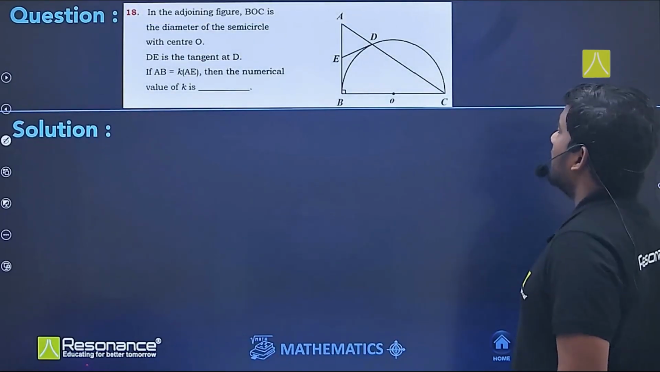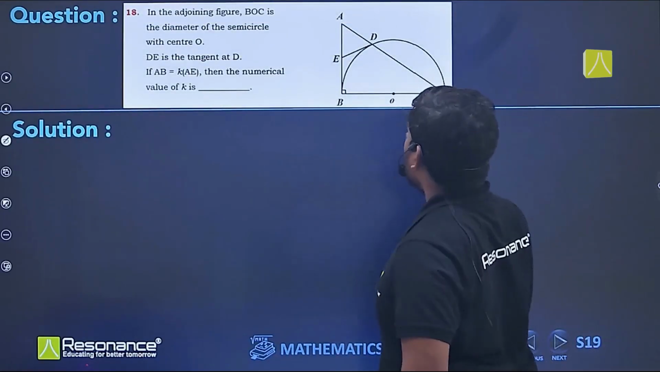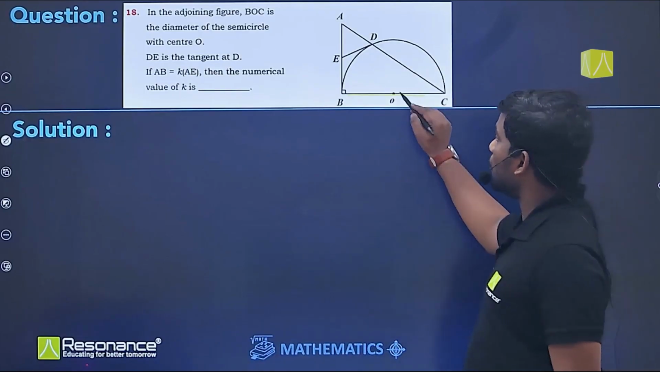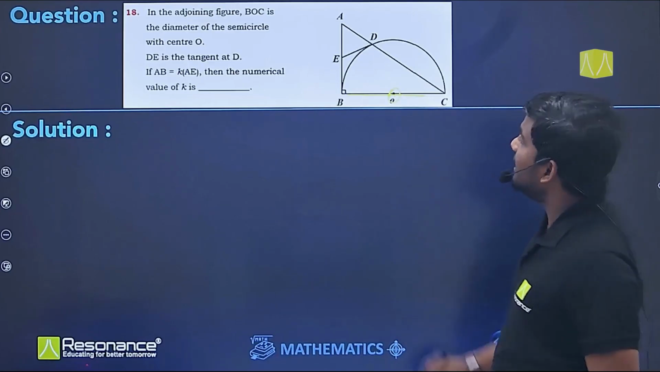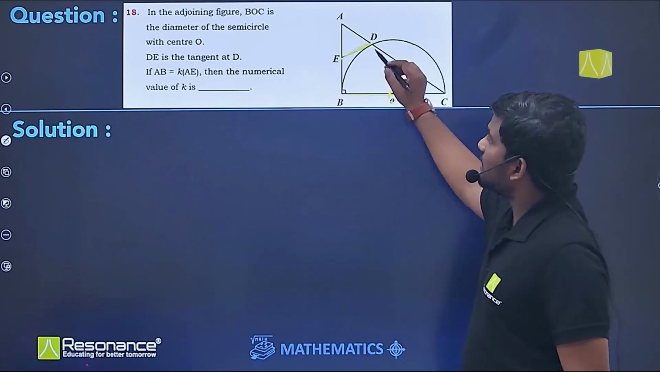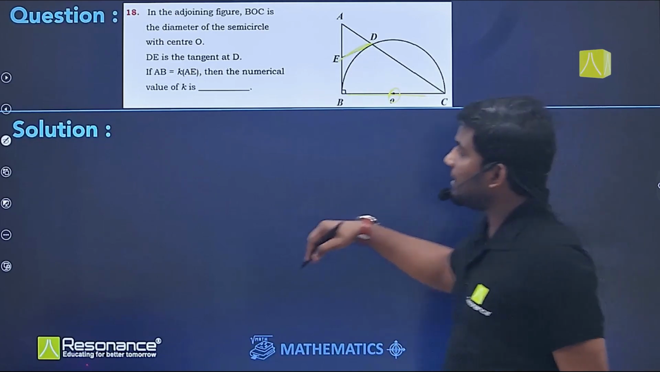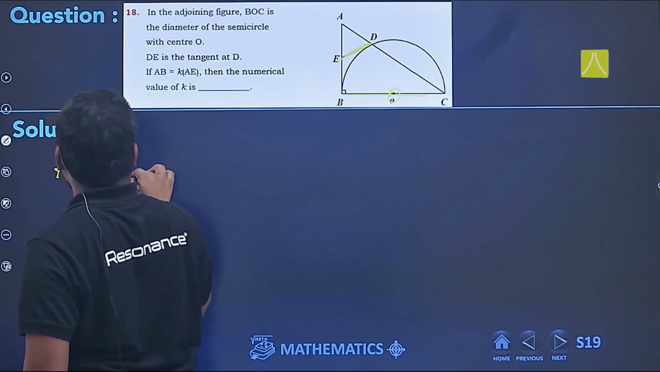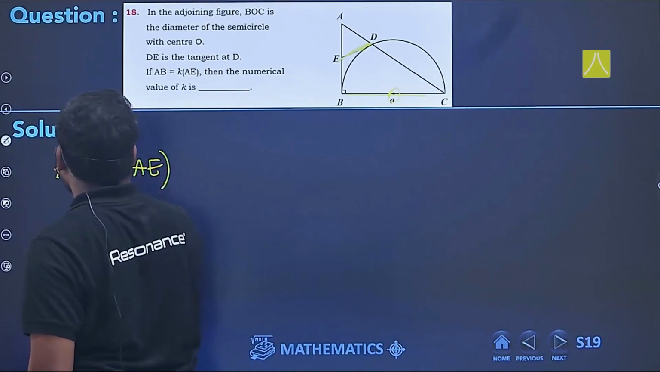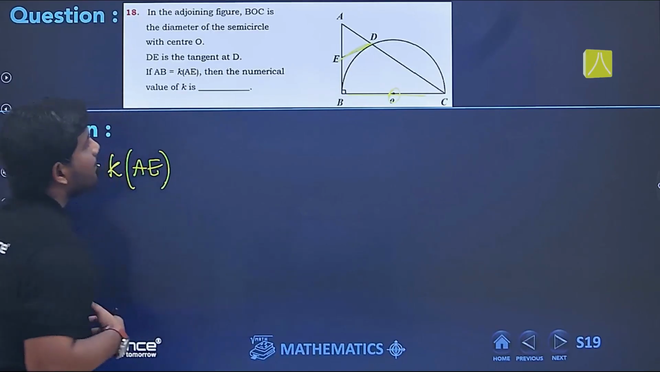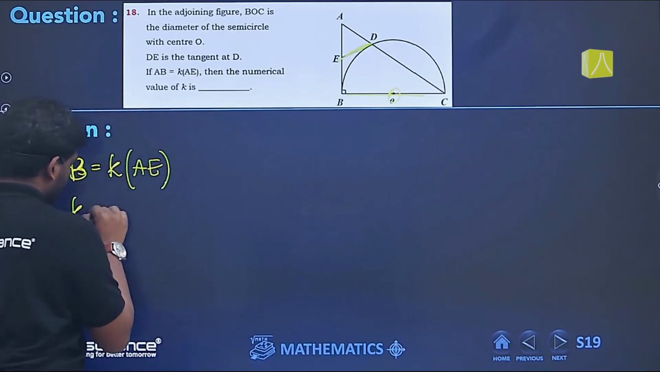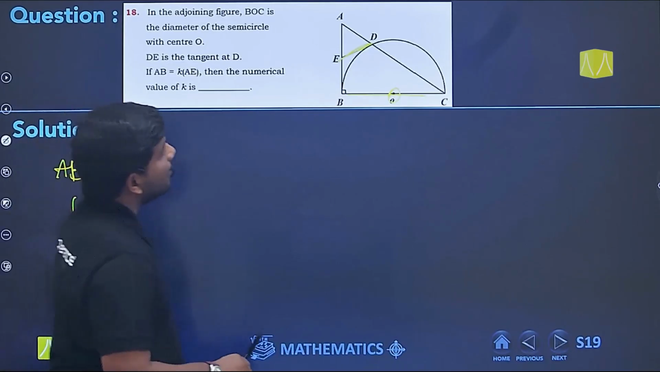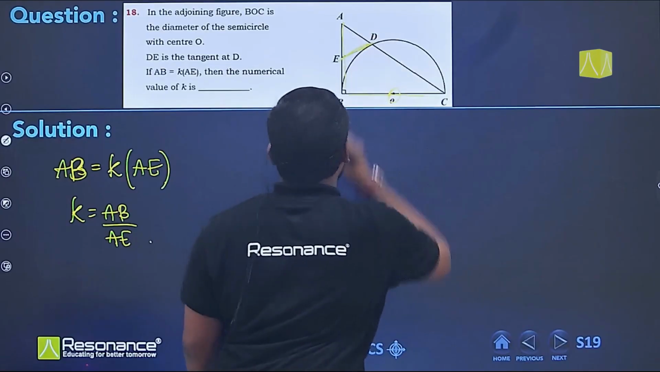Now again, in the adjoining figure, BOC is the diameter of the semicircle with the center at O. So this is the center, and DE is the tangent at D. So AB equal to K AE. Now K would become what? K would become AB by AE.